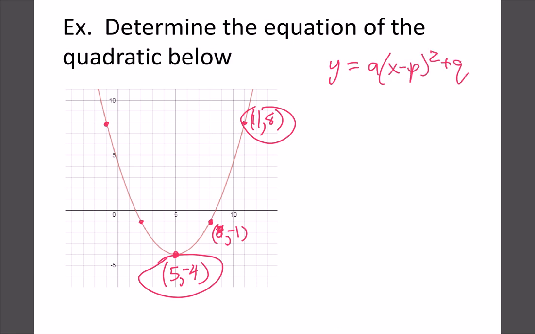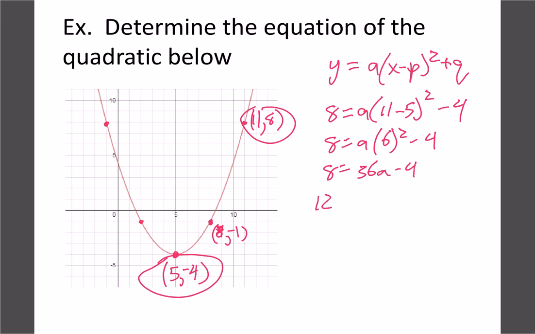Okay, so for y, we're going to use 8. A we don't know. X is 11. And our vertex, our p is 5, and our q is negative 4. So let's simplify that. We get 8, 11 minus 5 is 6. So we have 6 squared, which is 36.